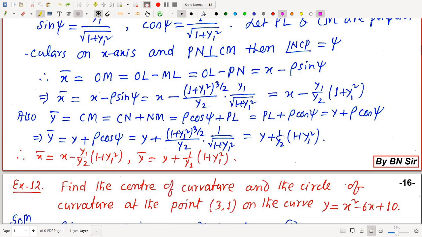Okay. Now rho is the radius of curvature, and the formula is (1 plus y1 square) to the power 3 by 2 divided by y2, as we know. And sin psi we have already seen is y1 by root over 1 plus y1 square.